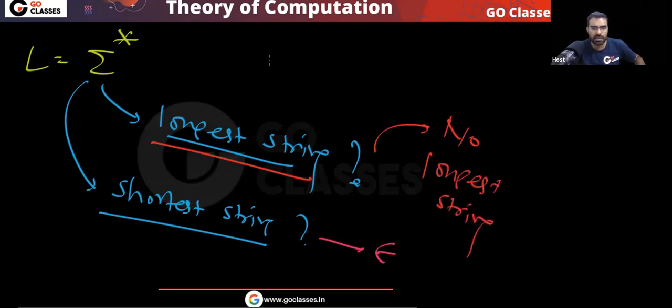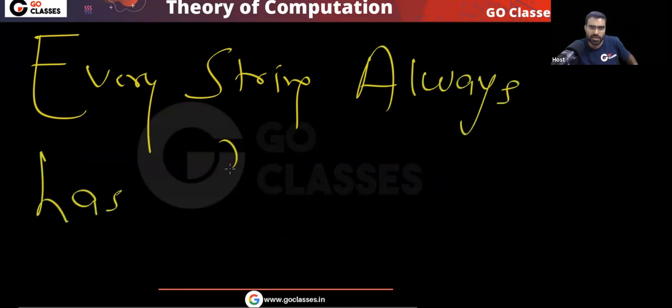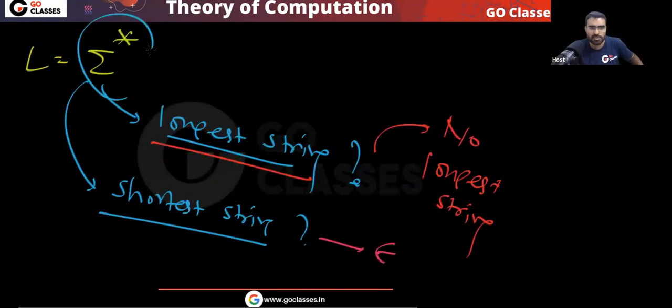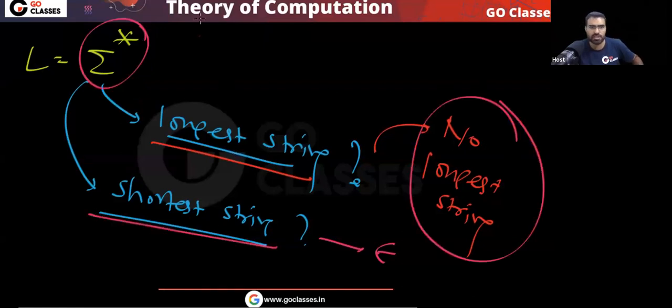Is there any string of infinite length? No, I told you every string has finite length. I told you this repeatedly many times in the basic lectures. Let me write it very big, because some students are making mistakes: every string always has finite length. So in this language, is there any longest string? There is no longest string, but there is a shortest string.